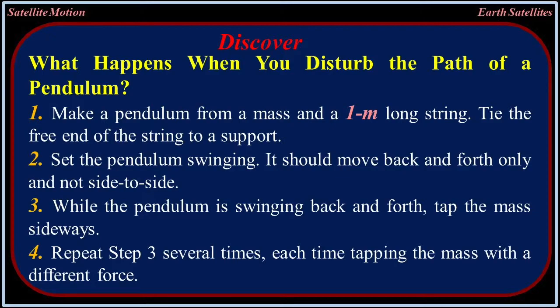What happens when you disturb the path of a pendulum? Make a pendulum from a mass and a 1 meter long string. Tie the free end of the string to a support. Set the pendulum swinging. It should move back and forth only and not side to side. While the pendulum is swinging back and forth, tap the mass sideways. Repeat step 3 several times, each time tapping the mass with a different force.